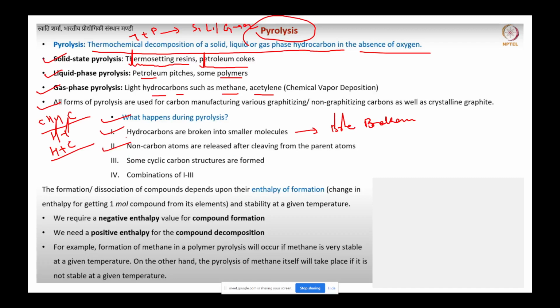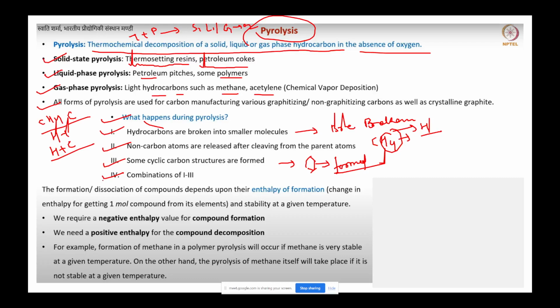The second one is that non-carbon atoms are released after cleaving from the parent atom. Suppose you have CH4, then the non-carbon atom, here a hydrogen, will get removed. The third one is that some cyclic carbon structures are formed, so any cyclic kind of structure will be formed. And then the fourth is the combination of the first and third. One is hydrocarbons breaking again, and the third is cyclic carbon structures forming again.